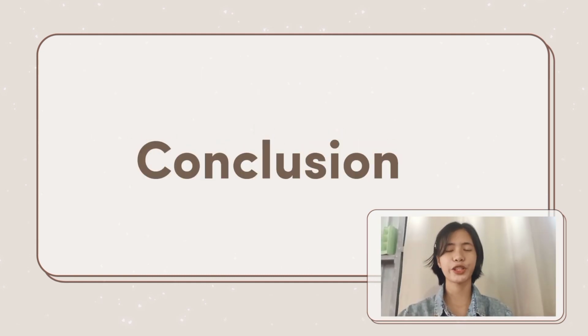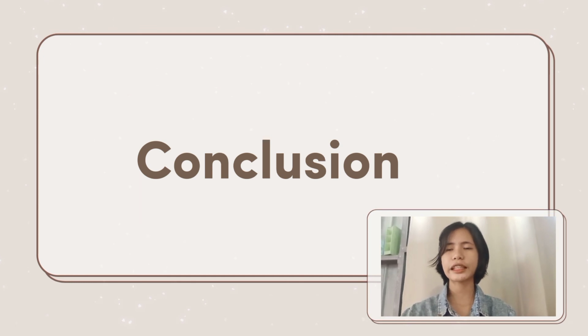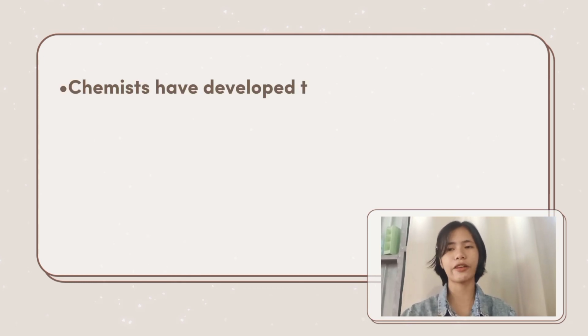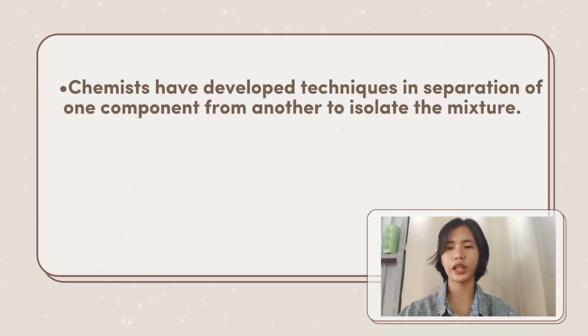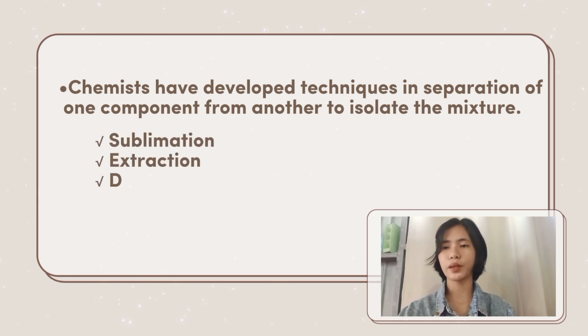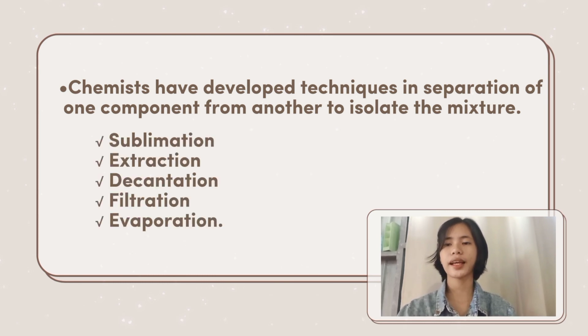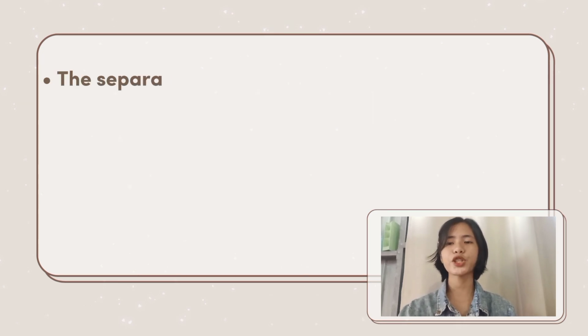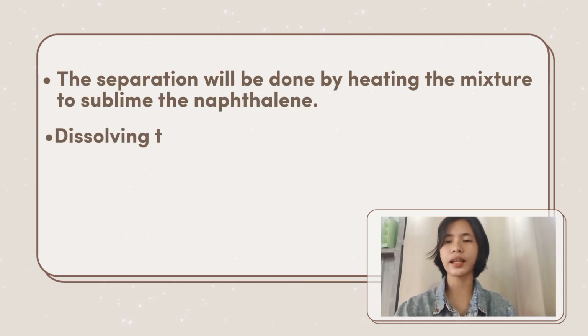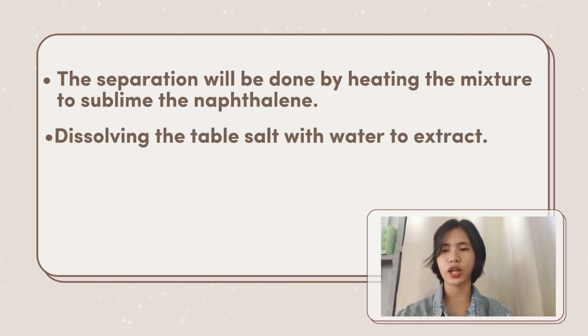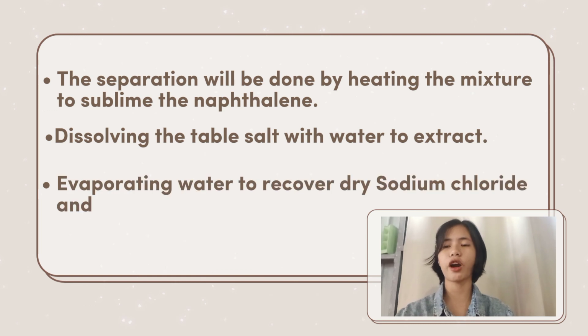And now let's proceed to the conclusion. In this activity, we conclude that chemists have developed techniques for the separation of one component from another to isolate the mixture. These methods are sublimation, extraction, decantation, filtration, and evaporation. The separation is done by heating the mixture to sublime the naphthalene, dissolving the table salt with water to extract it, and evaporating water to recover dry sodium chloride and sand.